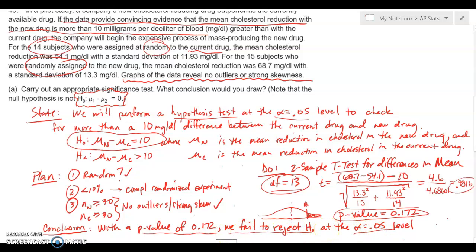So with a p-value of 0.172, we fail to reject H naught at the alpha equals 0.05 level and conclude. And this is where you give your context, that we conclude there is insufficient evidence of a mean cholesterol reduction difference of more than 10 milligrams per deciliter. You can add a little bit onto this if you want, and essentially say that the company should not start the process of mass producing the new drug.